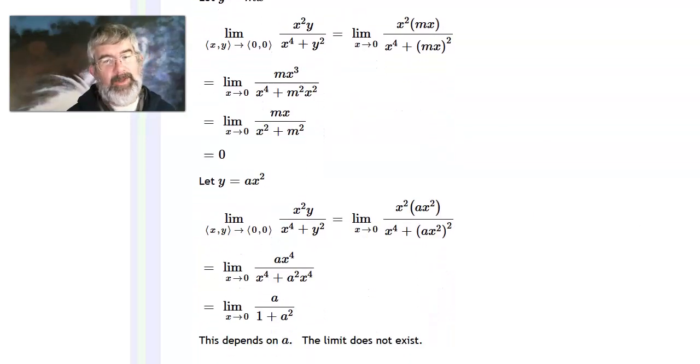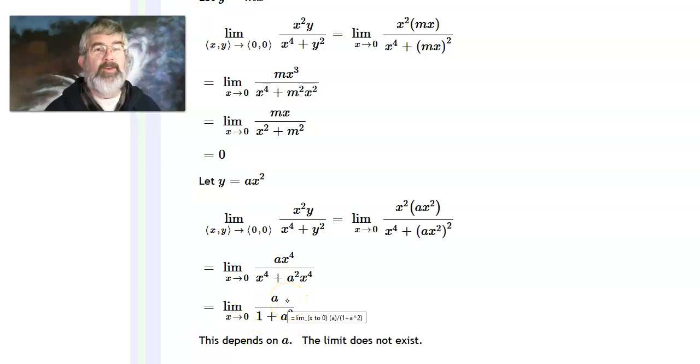If I come in on a parabola, y equals ax squared, here we go, let's do it like this. So my y's are now going to be replaced by ax squared, like that. And so now I've got ax to the fourth on the top. I've got an x to the fourth plus a squared x to the fourth. I can factor out x to the fourth and cancel it out. And now I don't have any x's in here. And the limit is a over 1 plus a squared, which depends on a. Depending on which parabola you come in on, you get a different limit.